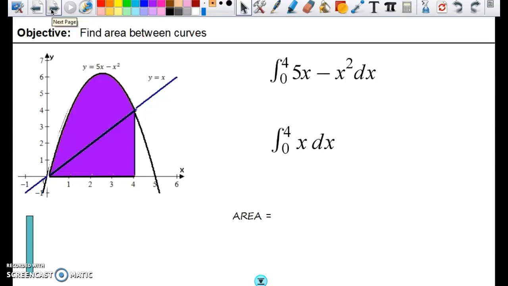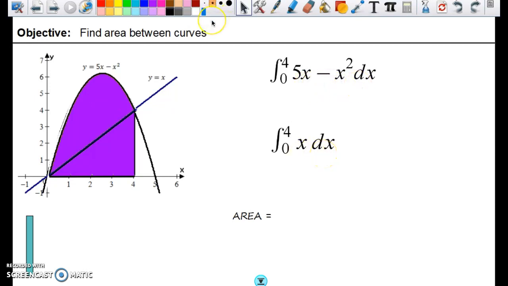So, as you can see here, I have two functions, y equals 5x minus x squared and y equals x, plotted on the same graph. And I also have two integrations, definite integrals, set up here. Now for this purple area, which integral would I use?